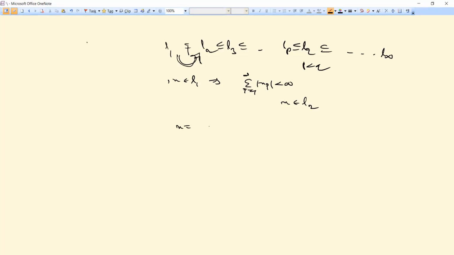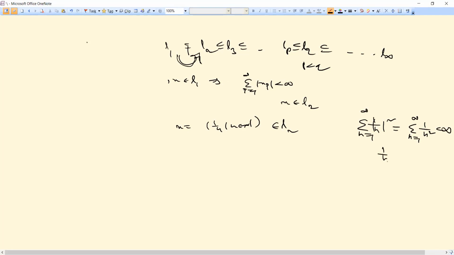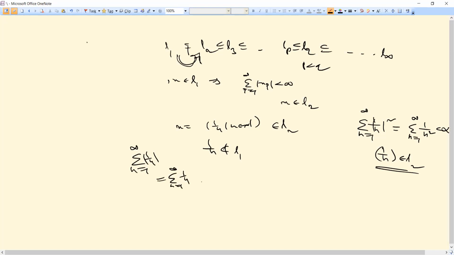Suppose you take the sequence 1 by n, n belonging to N. It is in L2. Why? Because the summation from i equals 1 to infinity of |1 by n| whole squared is convergent by the p-test. Therefore the 1 by n sequence is in L2, but it does not belong to L1 because this series is divergent by the p-test. Of course, the nth partial sum is not Cauchy, so it is a divergent sequence. Its norm is infinity, therefore it is not in L1.